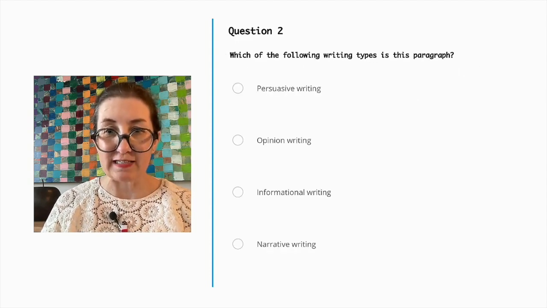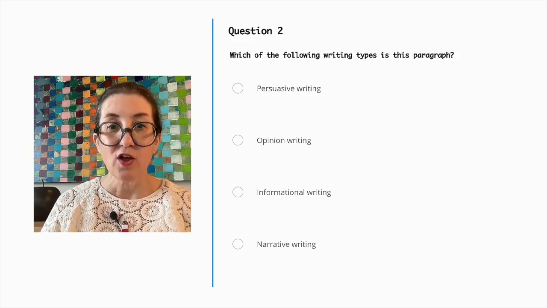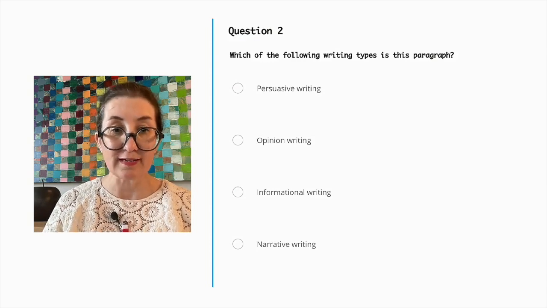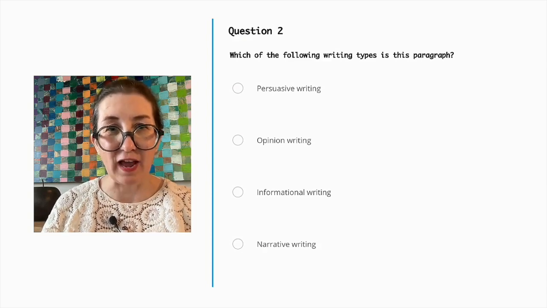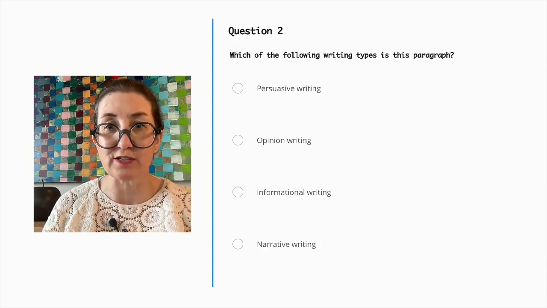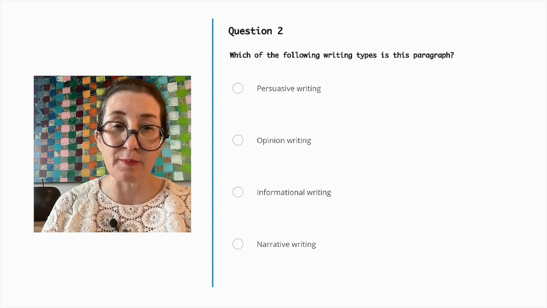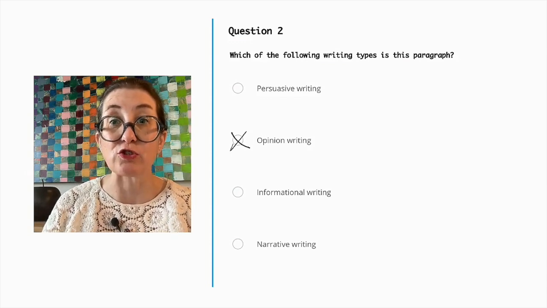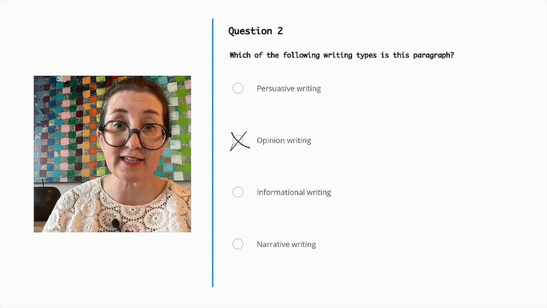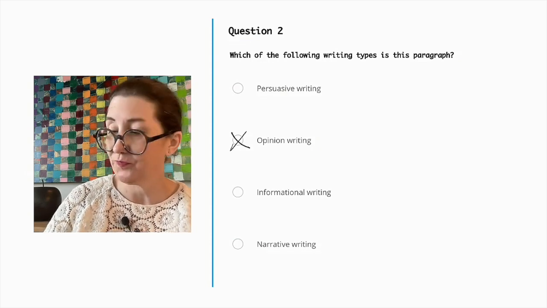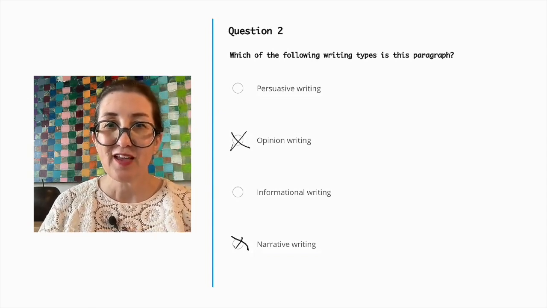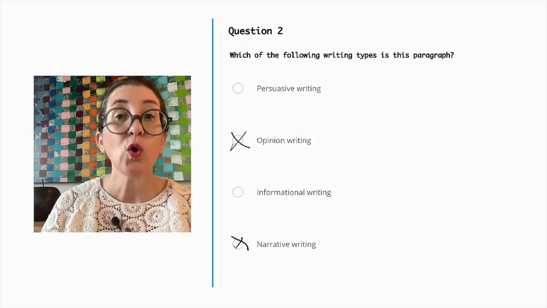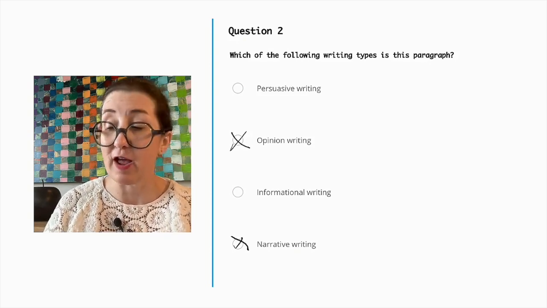Which of the following writing types is this paragraph? Persuasive writing, opinion writing, informational writing, or narrative writing? Opinion writing presents the author's personal views and arguments, which is not evident in the paragraph. Narrative writing tells a story with a structured plot, characters, and setting, which is not the case here either. Persuasive writing aims to convince the reader of a particular viewpoint, which is not the purpose of this paragraph.